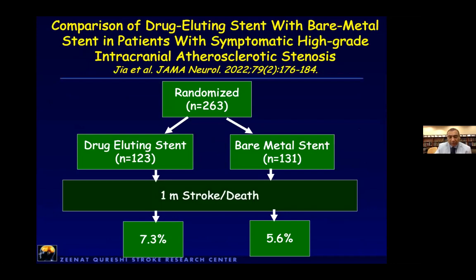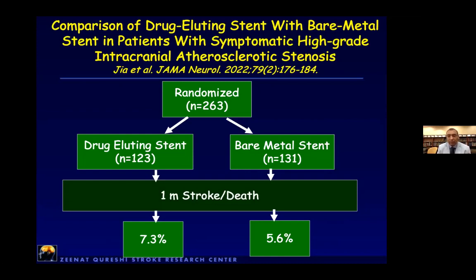So balloon expandable stents, so basically patients were randomized to either drug-eluting stent, 120 patients, or bare metal stents, 131 patients. If you look at the 1 month stroke and death rate, it is 7.3% in the drug-eluting stent and 5.6% in the bare metal stent. Obviously much better than the rate that was observed in the Sampras trial with wingspan or the self-expanding stent.